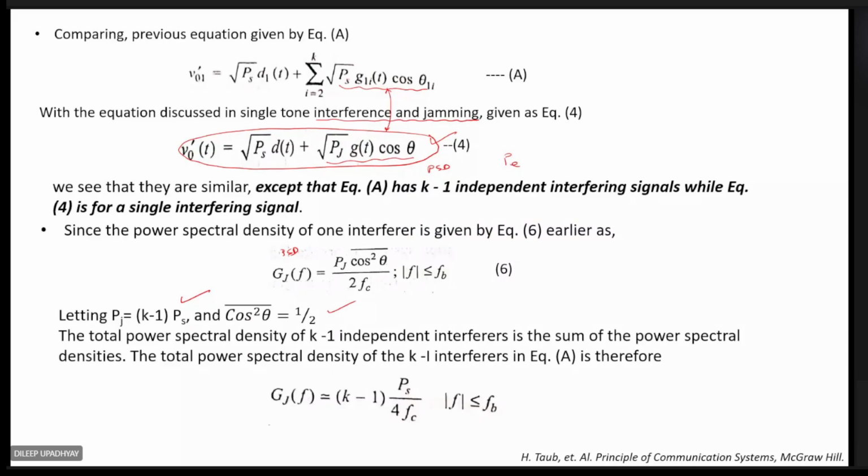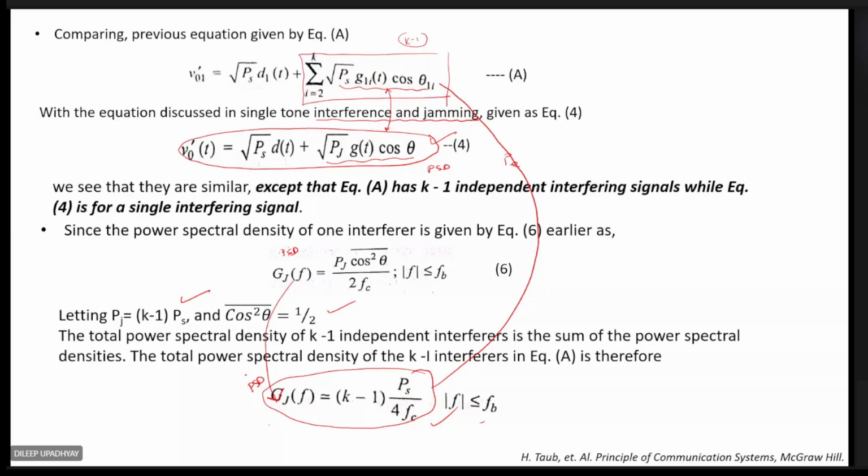Which is given by Pj, where Pj is replaced by k minus 1 Ps, and cos bar square theta is replaced by half. So it will be 1 by 2 fc. This is the expression of power spectral density for the sum of k minus 1 sinusoidal signals. So this is the power spectral density, that is k minus 1 Ps divided by 4 fc, and this must be satisfied when mod of f is less than fb.